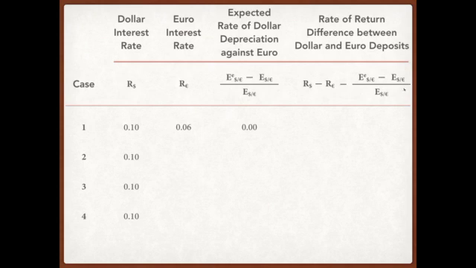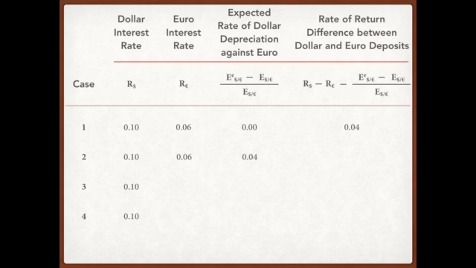So if this part here is equal to 0, we're going to have 10% minus 6% minus 0, which gives us 4%, which tells us that the rate of return in dollar-denominated instruments is going to be 4% higher than euro-denominated investments.